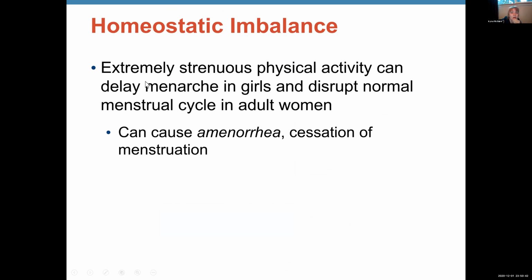Okay. Now, extremely strenuous physical activity can delay menarche in girls and disrupt the normal menstrual cycle in adult women. That means that if a girl does too much exercise, it might affect her menstrual cycle. It can cause amenorrhea, or cessation of menstruation. So no menstruation because of physical activities.